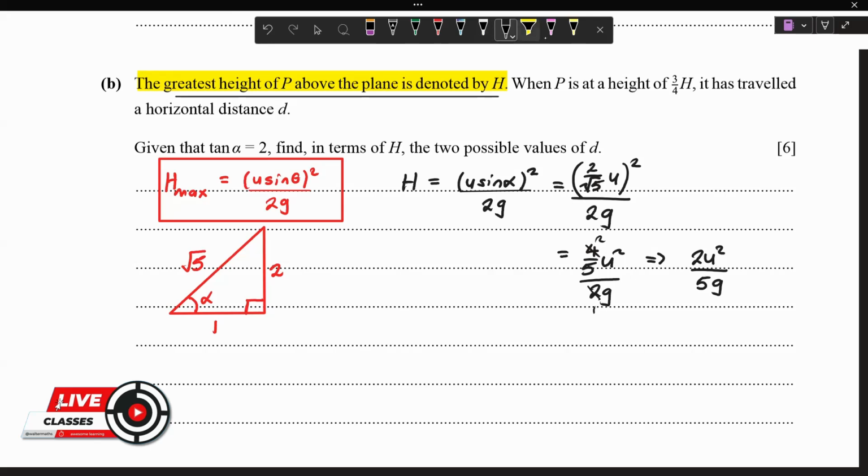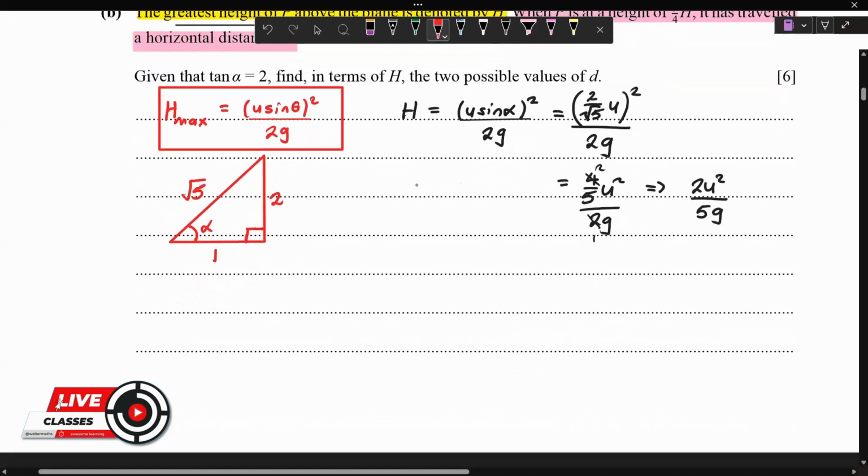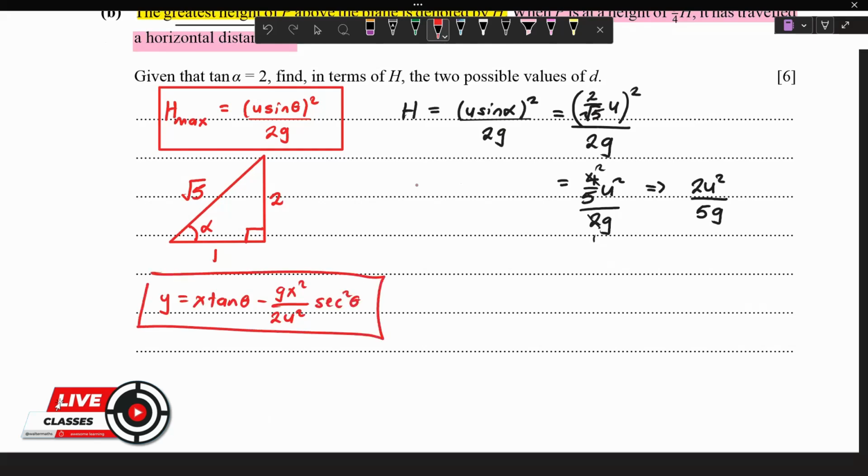Now, they also tell us another statement. Here they say, when P is at a height of 3/4 h, it has traveled a horizontal distance of d. So for this, we're going to consider the equation of trajectory. Remember, y is equal to x tan theta minus g x squared over 2u squared of sec squared theta. In this case we're using alpha. So this is the equation of trajectory.